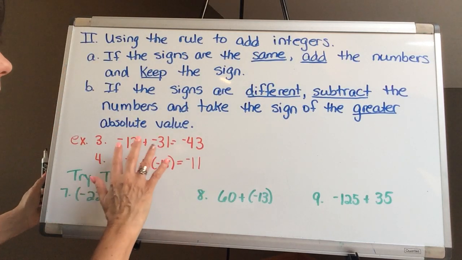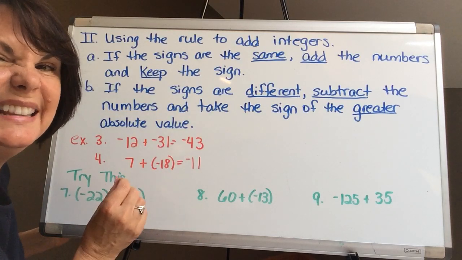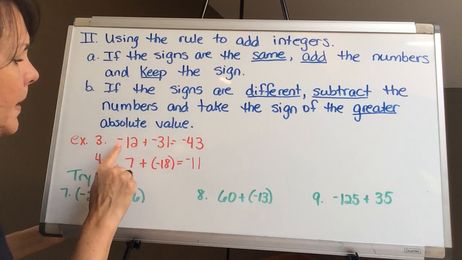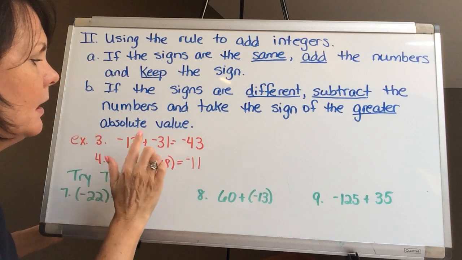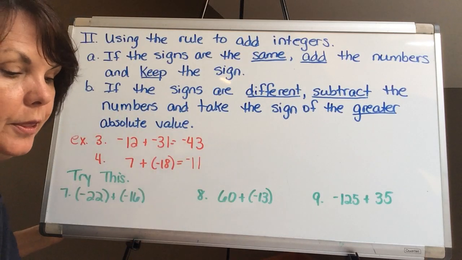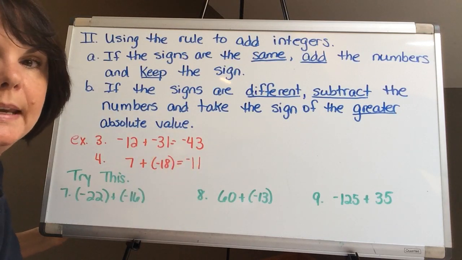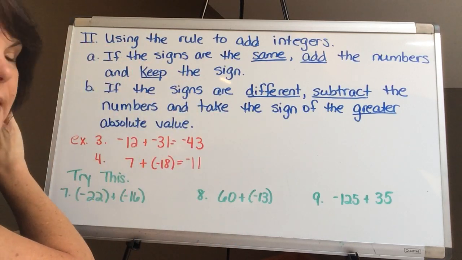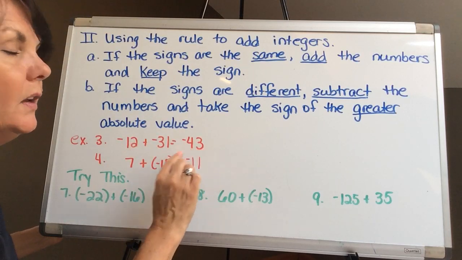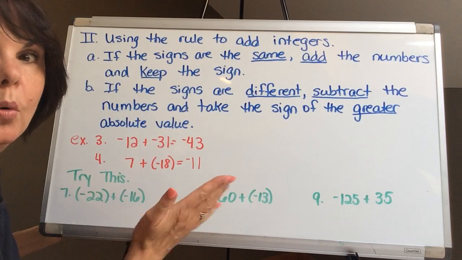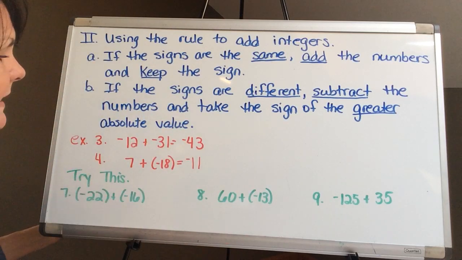So let's try a couple. -12 plus -31. You can see now why those 0 pair chips become a difficult strategy to use as my numbers get larger. But think about this. -12, 12 units to the left of 0. -31, 31 more units to the left of 0. That's going to put me more to the left, red and more red, no 0 pairs. That's going to give me 43 red, or 43 units to the left of 0 on the number line.